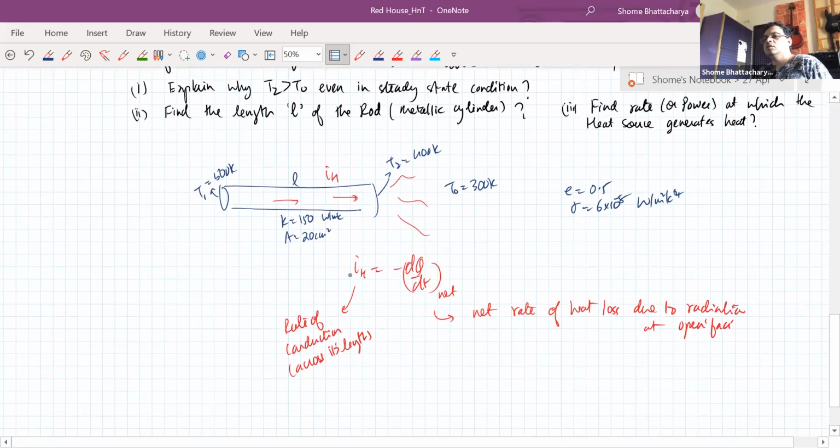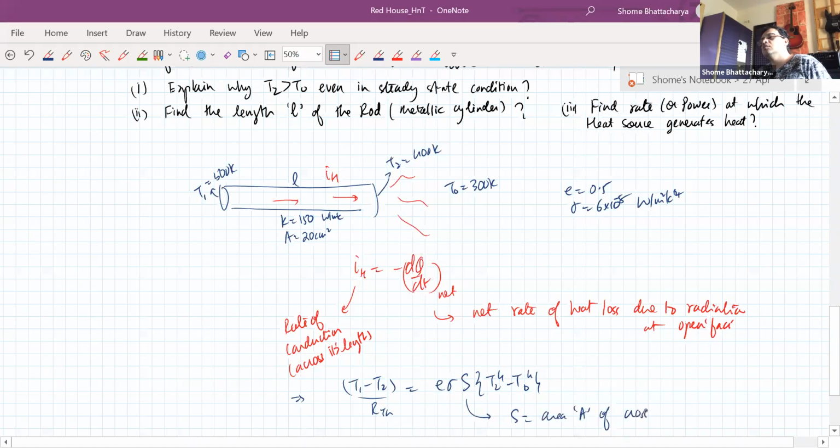Let's use all this information now. So this heat current will be equal to T1 minus T2 divided by thermal resistance, and that should be E into sigma into surface area into T2 to the power 4 minus T0 to the power 4. Now in this, the surface area is the area A of cross section of the cylinder.